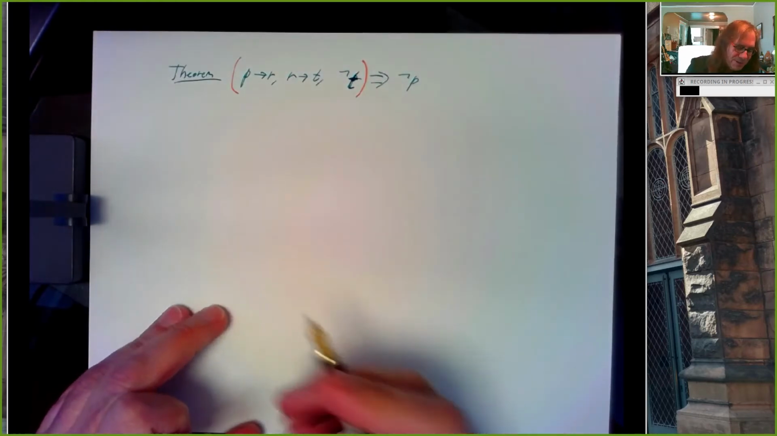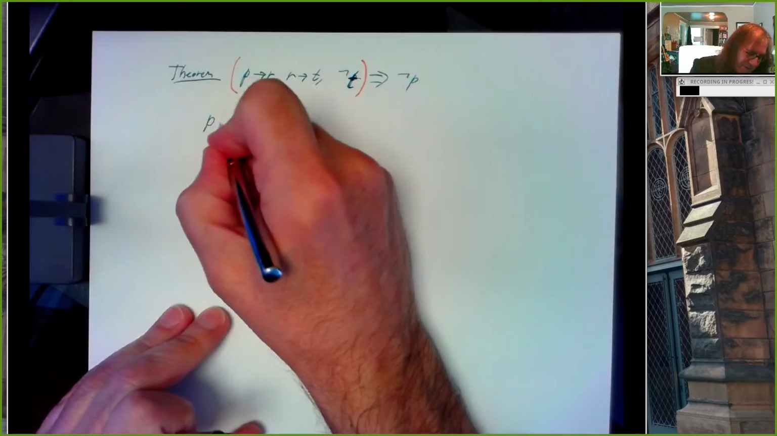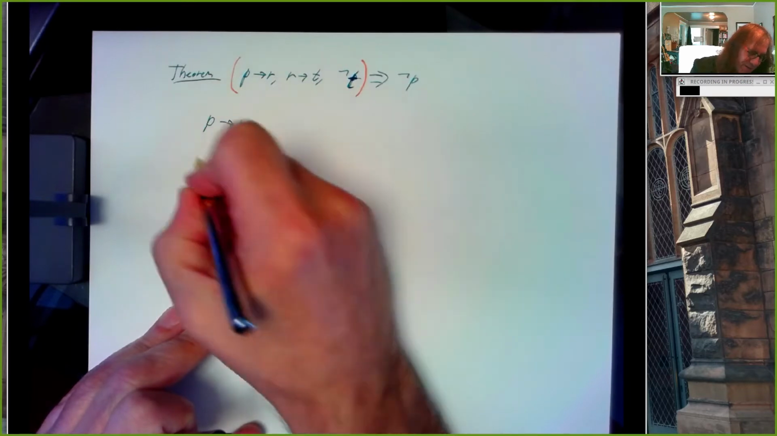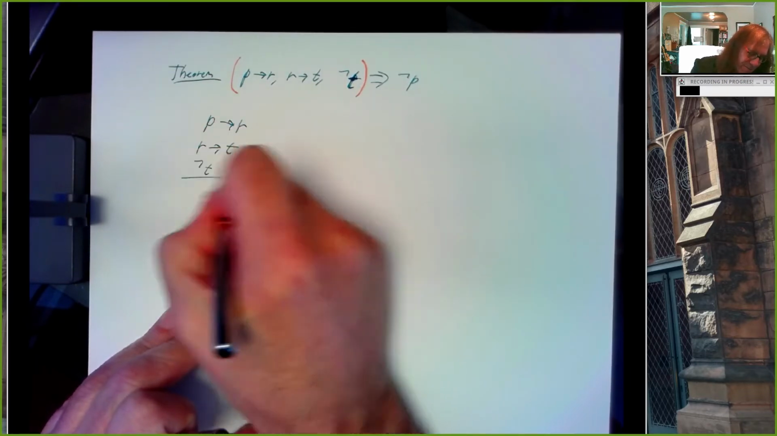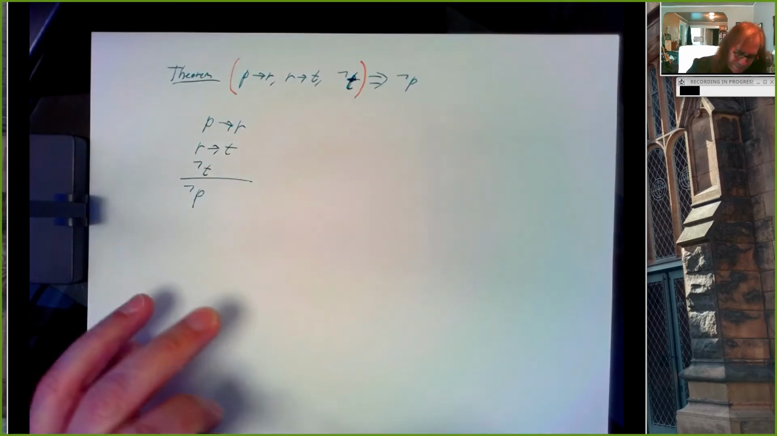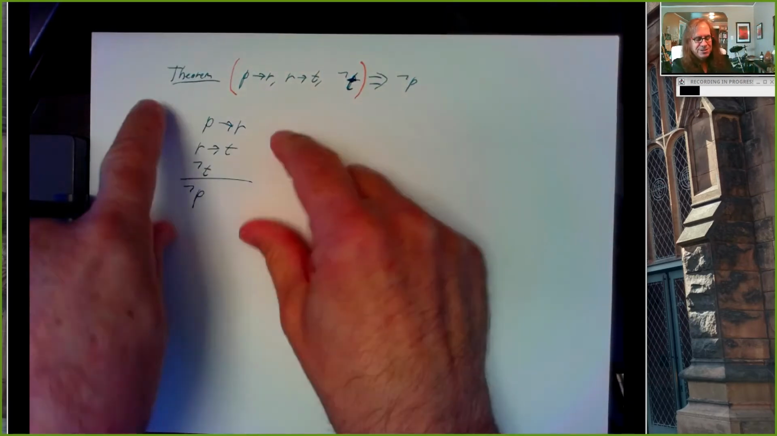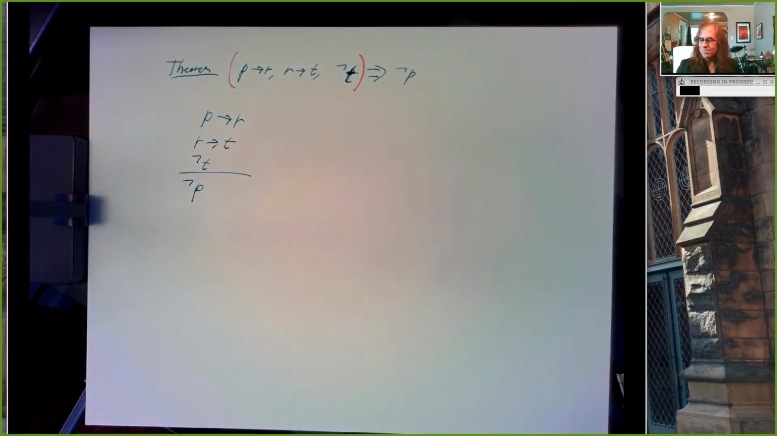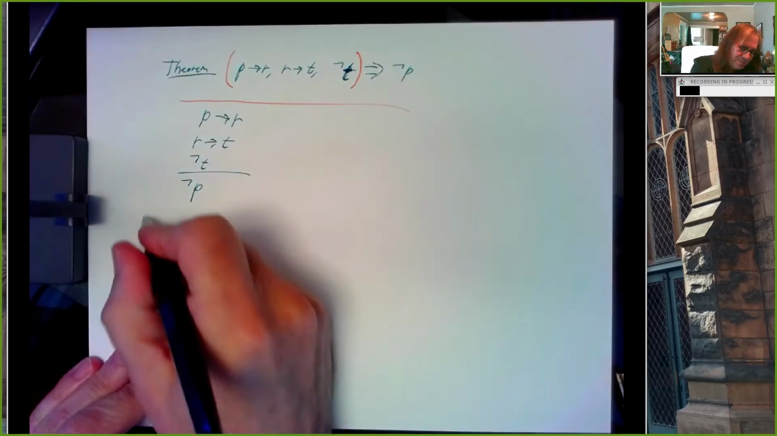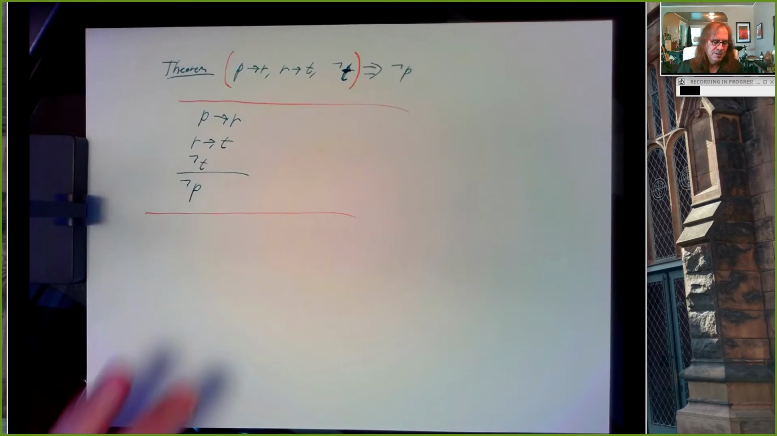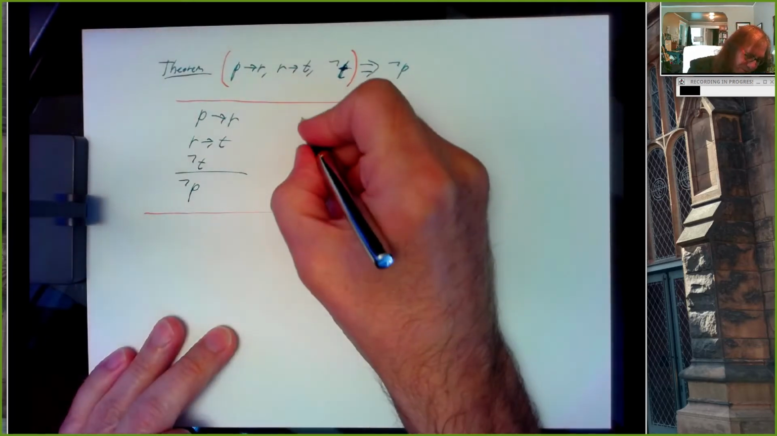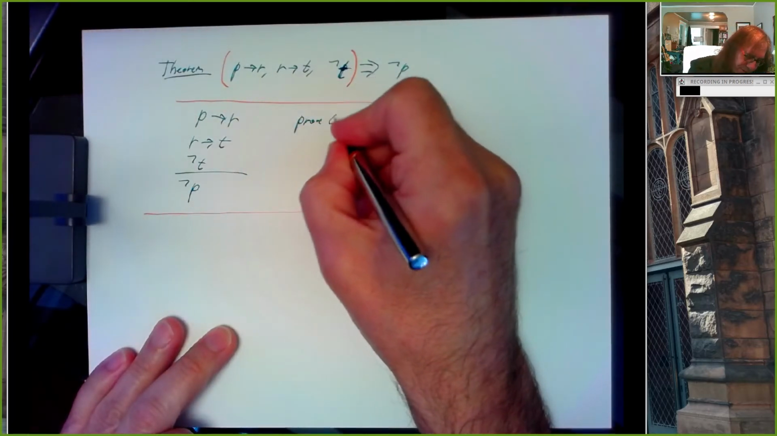A different way to write this would be as follows. If P then R, if R then T, not T, therefore not P. This is another statement of that theorem. So two different ways of writing the same theorem. And so we could say, our goal is to prove this.